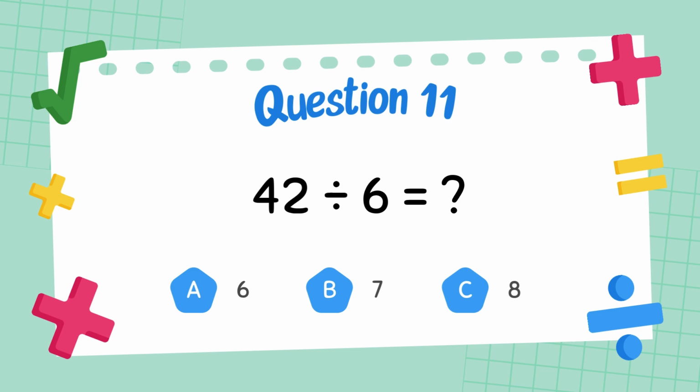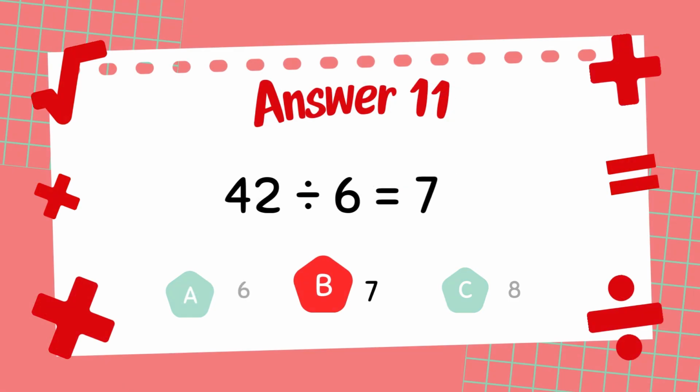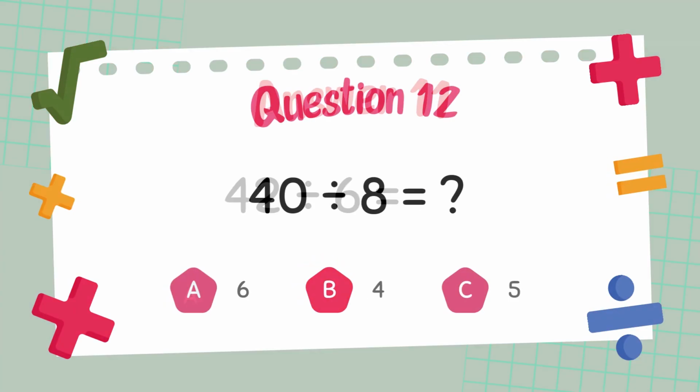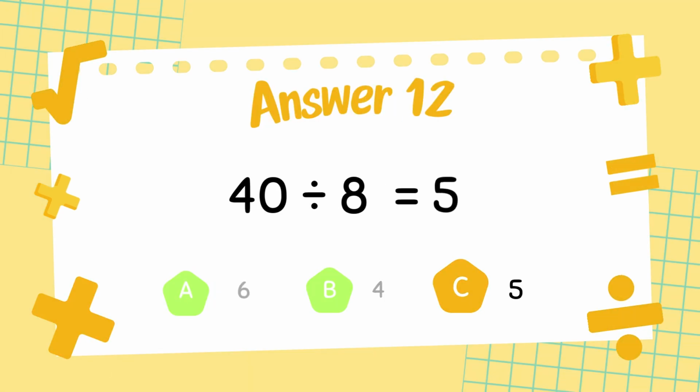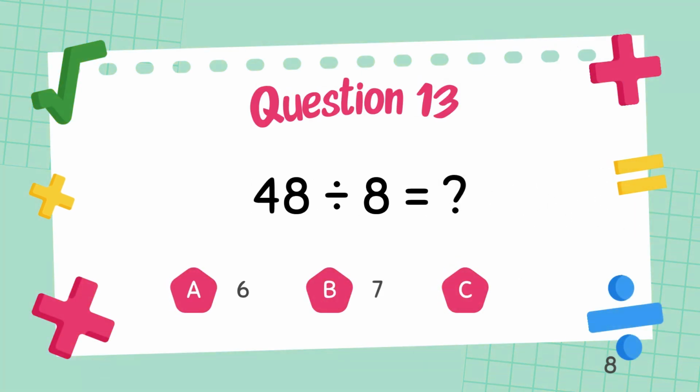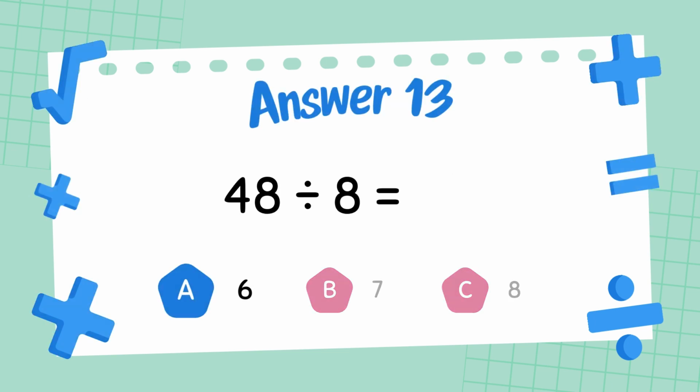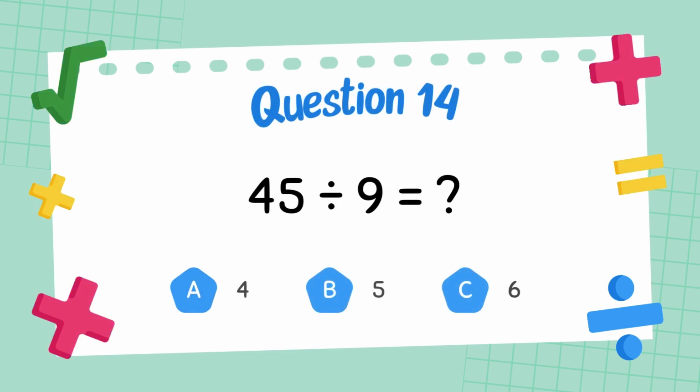What is 42 divided by 6? The answer is 7. What is 40 divided by 8? The answer is 5. What is 48 divided by 8? The answer is 6. What is 45 divided by 9?